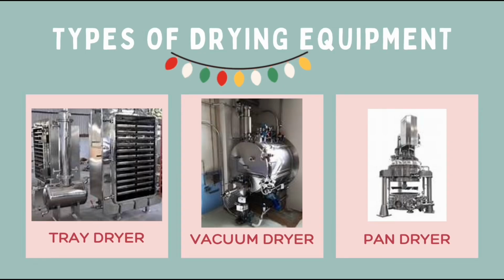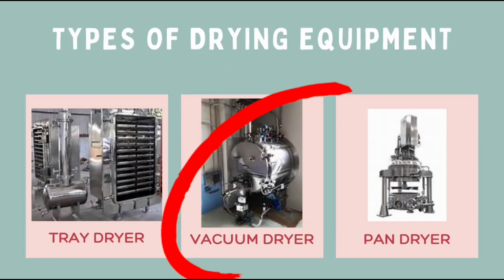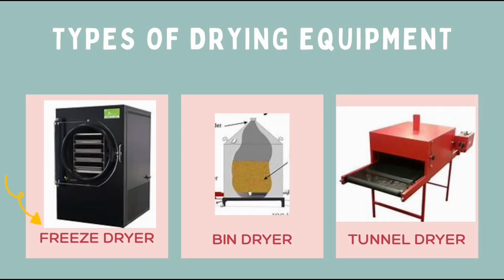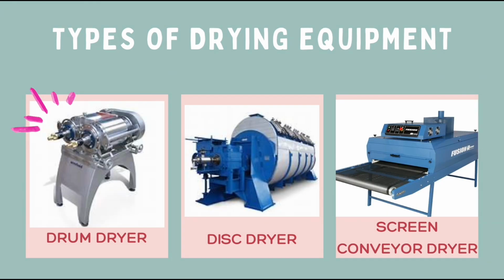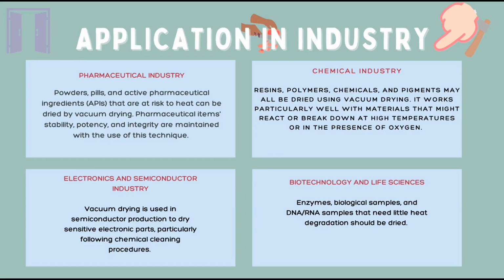Types of drying equipment. First, tray dryer, vacuum dryer, pan dryer, freeze dryer, bin dryer, tunnel dryer, rotary dryer, spray dryer, flash dryer, drum dryer, disc dryer, and lastly, screen conveyor dryer. Applications in industry. Firstly, pharmaceutical industry. Powders, peels, and active pharmaceutical ingredients that are at risk from heat can be dried by vacuum drying. Pharmaceutical items' stability, potency, and integrity are maintained with the use of this technique.